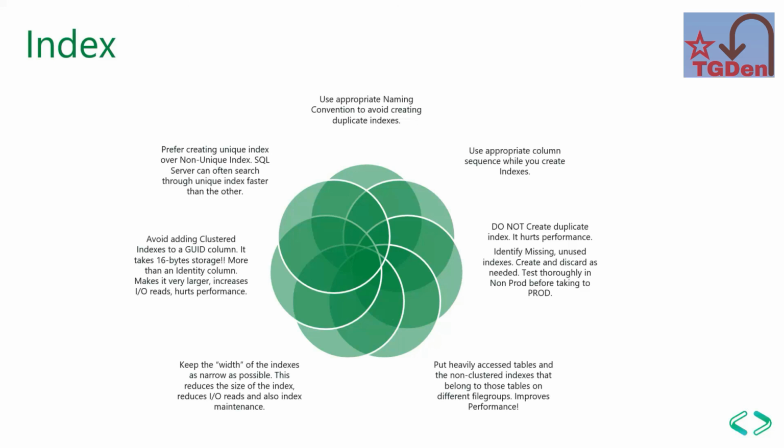And the last point, even though this is not an exhaustive list, you can explore more features for indexes, but I think these 7 points, as I said, are very important. The last point on indexes is prefer creating unique indexes over non-unique indexes. Why? Because the SQL Server engine is designed in such a way that it can search through unique indexes faster than the others. So when you create indexes, always try to create them as unique indexes rather than non-unique indexes, for the reason that the SQL engine is designed in such a fashion.